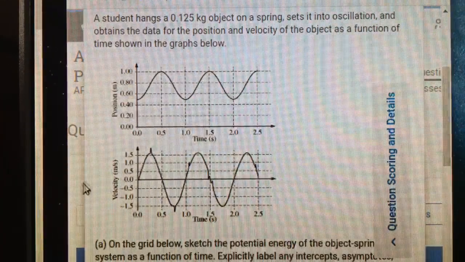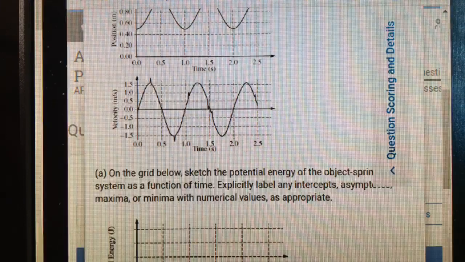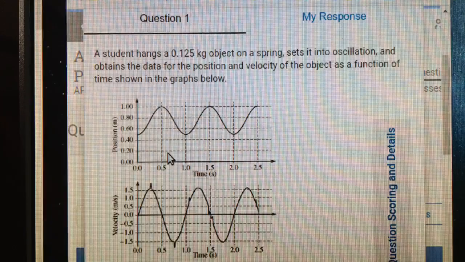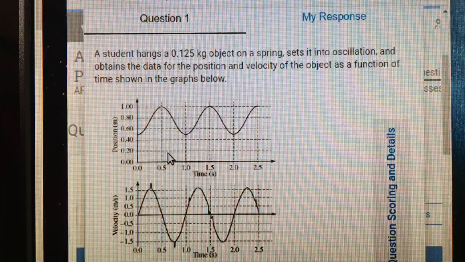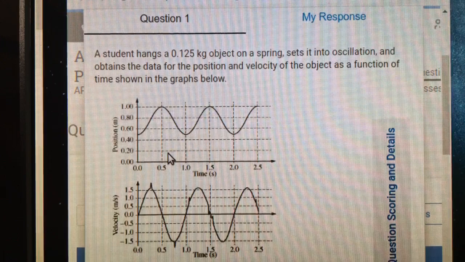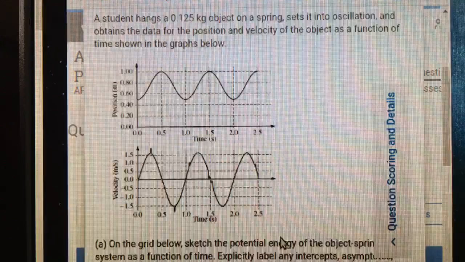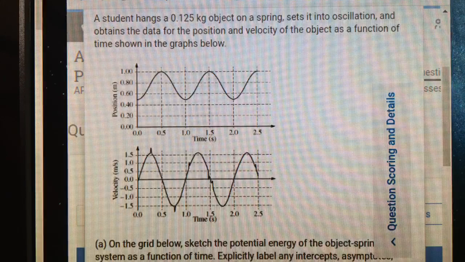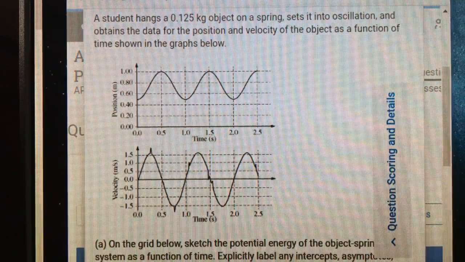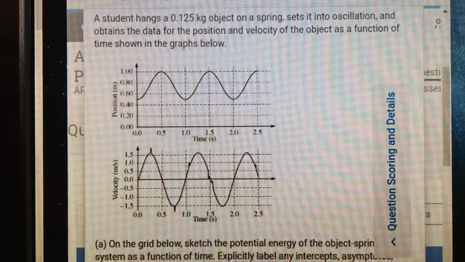Spring Earth system. All right, so we can look at this. We have our position versus time graph here. We can kind of decide a few things. So first of all, what type of potential energy are we talking about? If we're looking at the object spring system as a function of time. No, object spring Earth system.